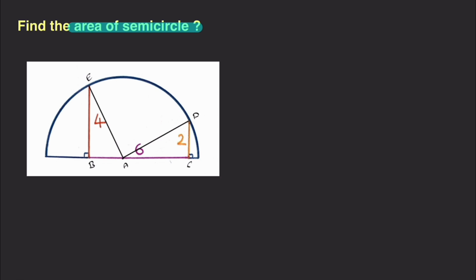If you observe properly, can we treat the lines EA and AD as the radius of the semicircle? They are touching the circumference of the semicircle and they are starting from the center of the semicircle. So both the lengths of EA and AD are equal. So EA is equal to AD, which is equal to the radius of the semicircle.